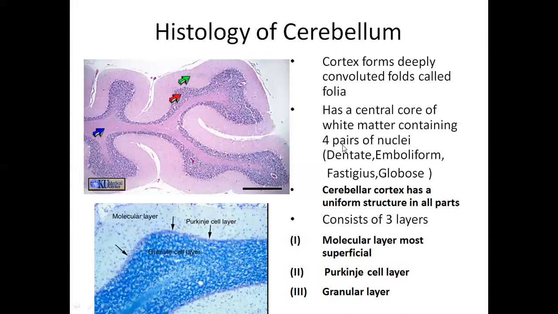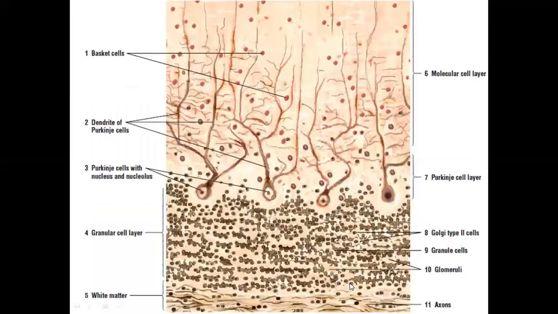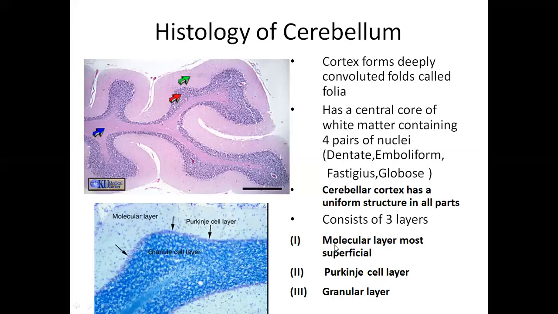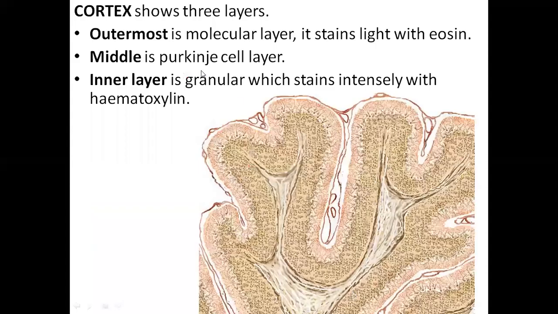Now when you go to the histology of cerebellum and look under the microscope, the cerebellar cortex will show 3 layers. This outer layer, shown with the green arrow, is the molecular layer, which is most superficial. The one shown with the red arrow is the Purkinje cell layer. And the deeper one inside is the granular layer. You can remember it like a code, MPG: from outside to inside, molecular, Purkinje, and granular.